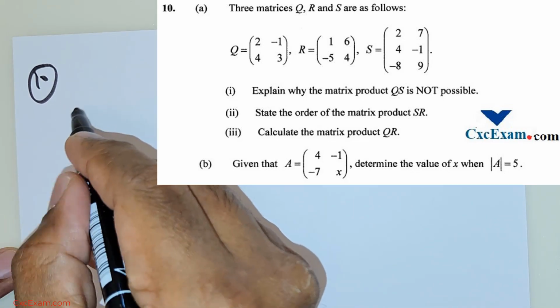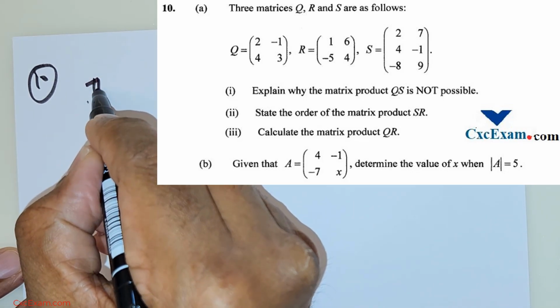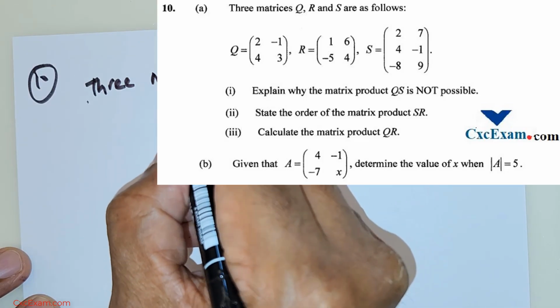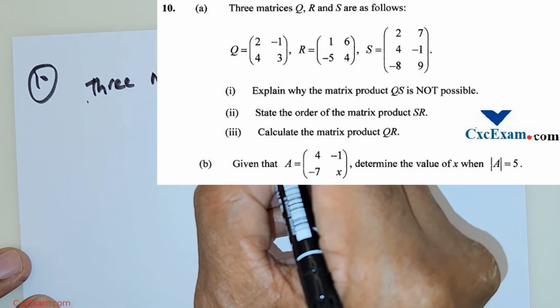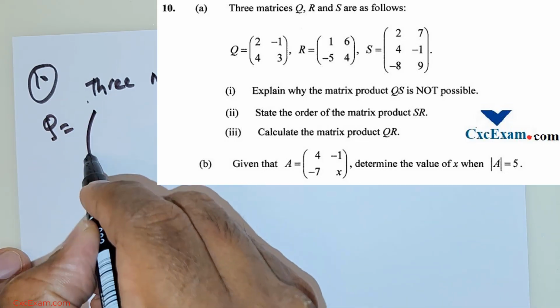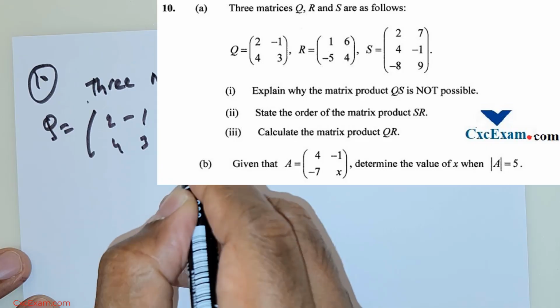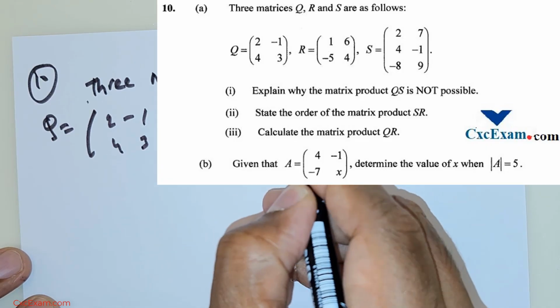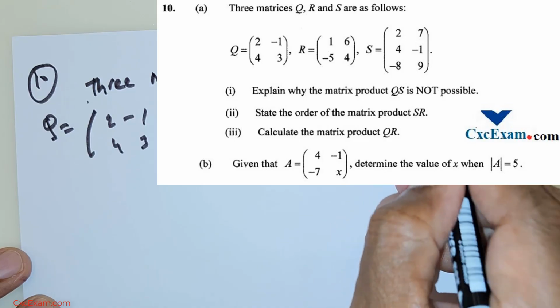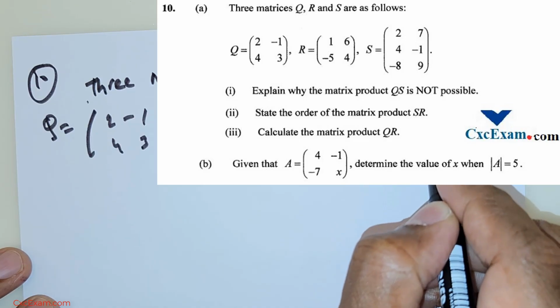This is question number 10. It's on matrices. So we've been given three matrices, Q, R and S. So this is Q: 2, negative 1, 4, 3. R: 1, 6, negative 5, 4. And S is 2, 7, 4, negative 1, negative 8 and 9.